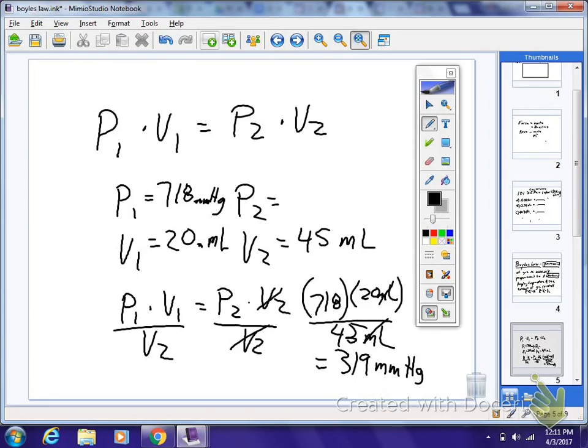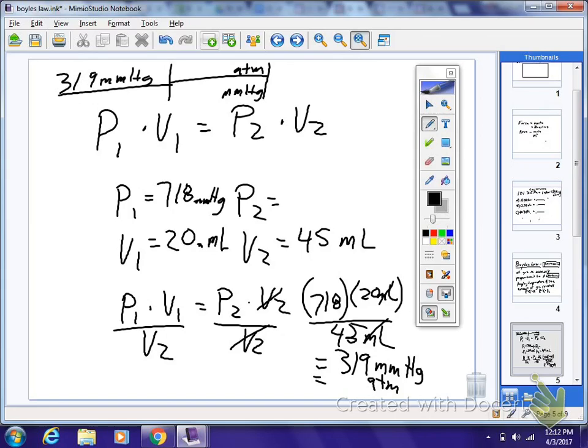Okay, let's say that I don't want millimeters of mercury. It asks for atmospheres of pressure. So, what do I need to do to get it in atmospheres of pressure? So I want atmospheres. I want ATMs. What would I have to do to get it to ATM? So I got 319 millimeters of mercury. I've got to get it to ATM. So I've got to convert millimeters of mercury to ATM.